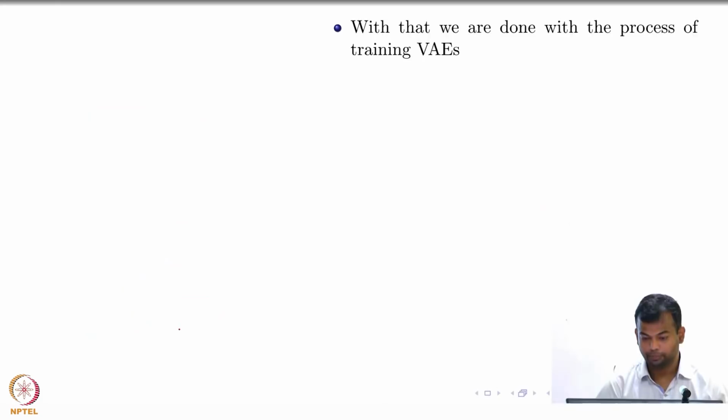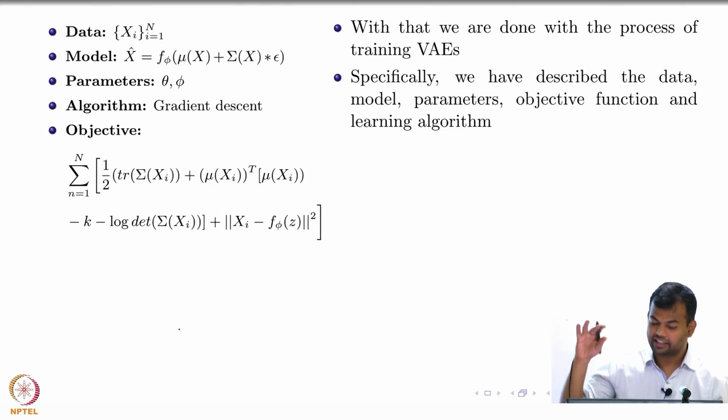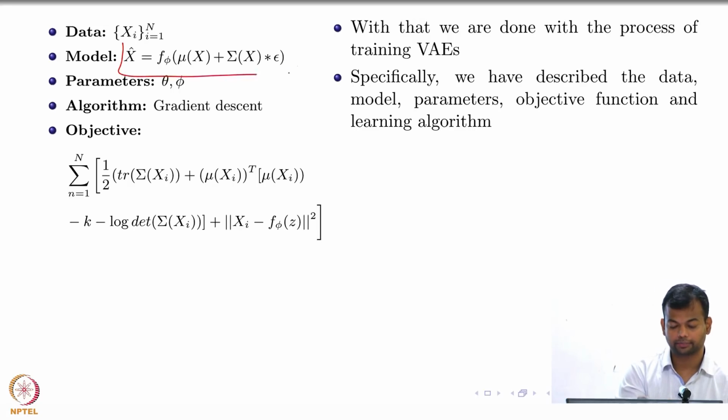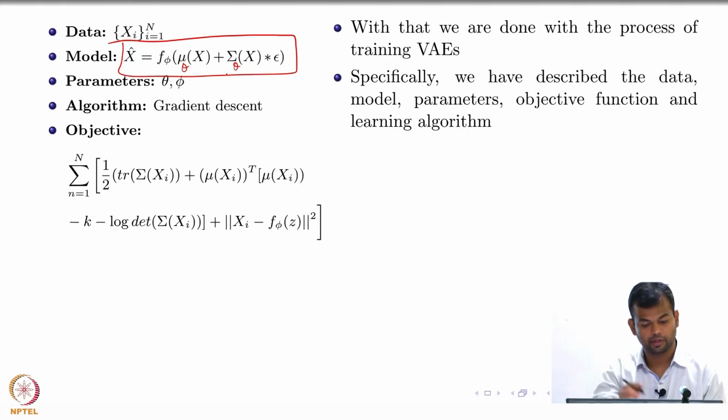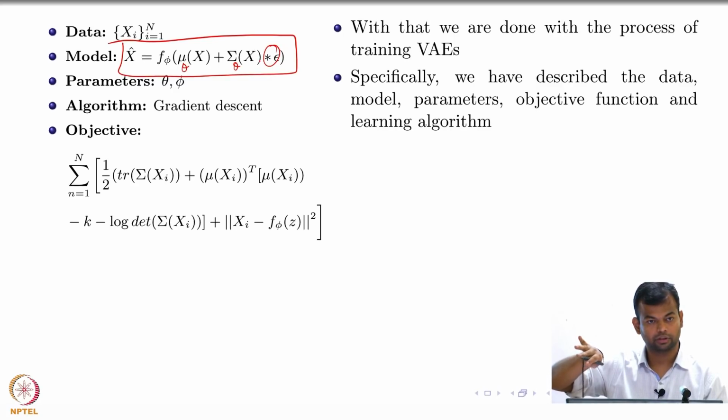Okay. So with that, we are done with the process of training variational autoencoders. We have described the data, the model, the parameters, the objective function, and the learning algorithm. And here's the model. I have mu and sigma, which are functions of x parameterized by theta. There is no randomness here. The randomness has been moved to epsilon. So in terms of the input, my output is a deterministic function of the input, and the randomness has gone to epsilon. Everyone sees this now. This is very, very crucial. This is one of the neatest tricks, so please make sure that you understand this.